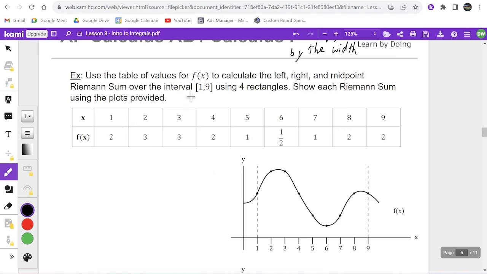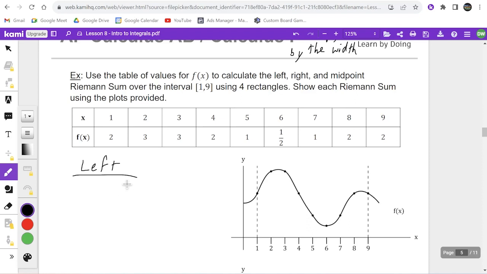First thing I do, I'm going to read the problem to you guys. Use the table of values of x for f of x to calculate the left, right, and midpoint Riemann sums over the interval from 1 to 9 using 4 rectangles. Show each Riemann sum using the plots provided. So first we're going to start with the left.